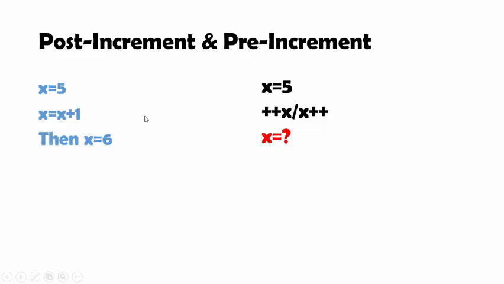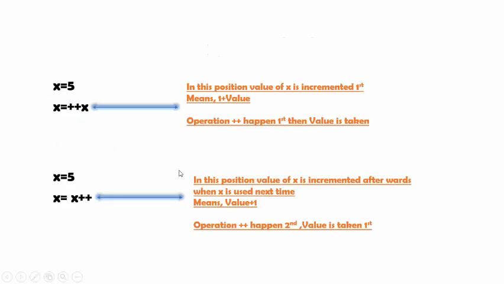Now by using increment, we are going to increment the value of the variable. Now let's see with examples. There are two ways, one is post-increment and another is pre-increment. Let's see the pre-increment concept first.